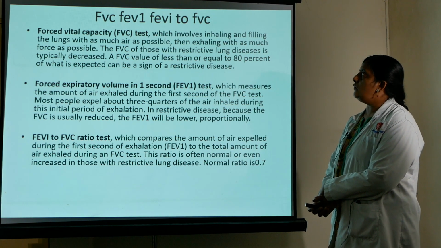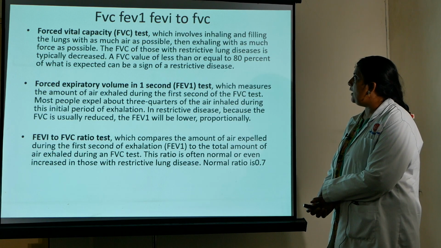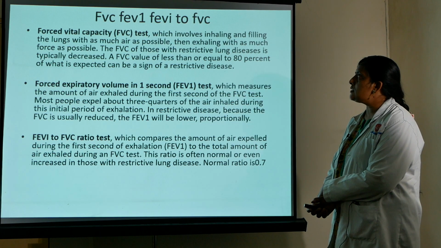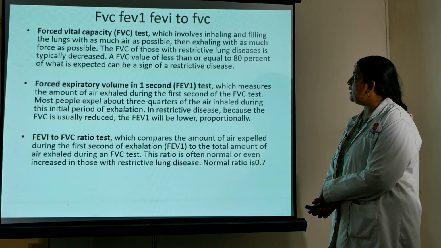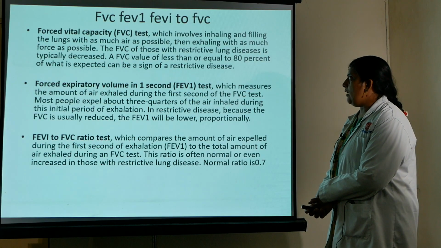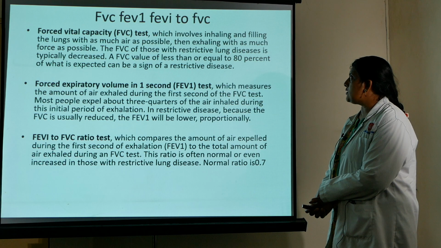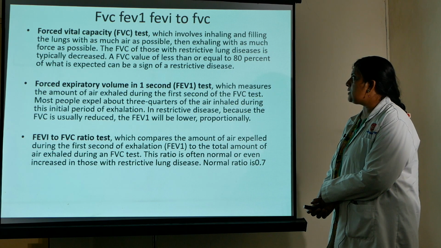Now coming to the forced vital capacity test. It involves inhaling and filling the lungs with as much air as possible and then exhaling with as much force as possible. The FVC of those with restrictive lung disease is typically decreased. An FVC value of less than or equal to 80% of what is expected can be a sign of restrictive disease.